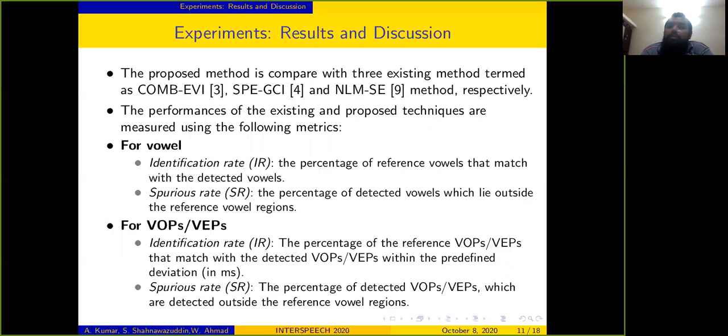And for vowel onset points and vowel end points, we have used again two metrics. Again, the first one is identification rate and the second is spurious rate. So for VOP and VEP, the identification rate is the percentage of the reference VOPs and VEPs that match with detected VOPs and VEPs within the predefined deviations, and that is measured in milliseconds. And the spurious rate is the percentage of detected VOPs and VEPs which are detected outside the reference vowel region.